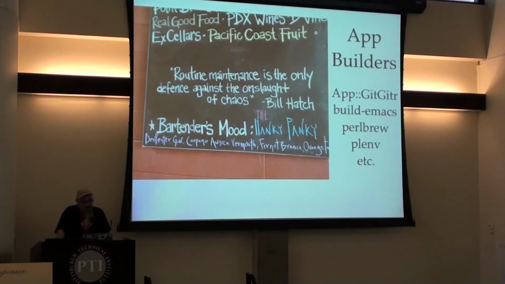So I wrote Git Gitter to automate the process of downloading and building arbitrary versions of Git and allowing me to switch between them. Similarly, I run Emacs. I've got a script to build Emacs the way I like it so that I can run that on any machine I get on. And then Perlbrew and plenv, everybody knows what those are. If you don't, you should check them out and start using one of them.